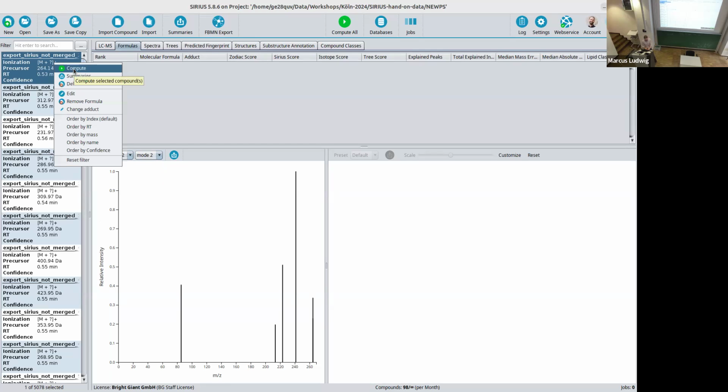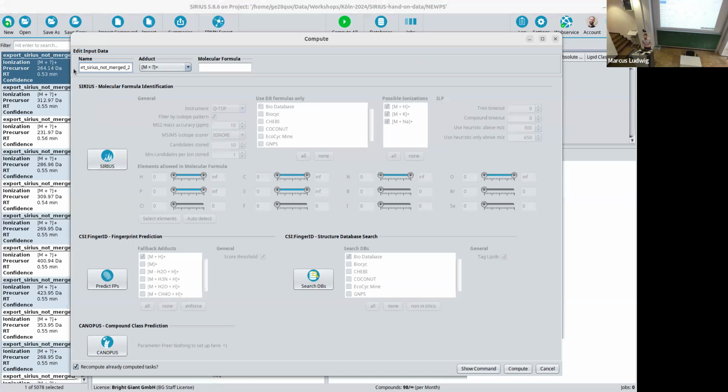If you want to compute just a single compound, you can start here. So we can now have a look at all the parameters, what they do, and what we should keep in mind when setting them. This is now the compute panel. You have the different steps: molecular formula annotation via Sirius, molecular fingerprint prediction via CSI:FingerID, searching a structure database via CSI:FingerID, and compound class prediction with CANOPUS.